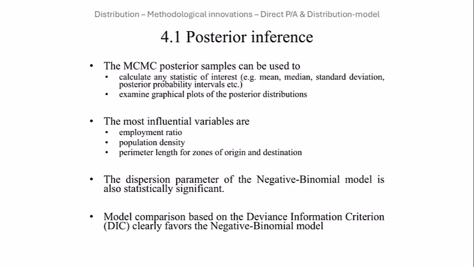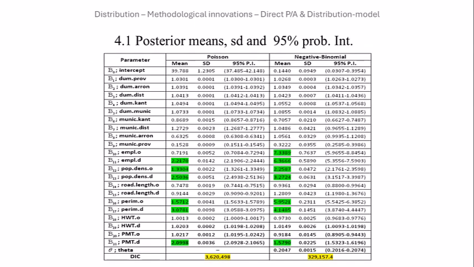From the posterior samples, we can compute any statistic of interest: means, medians, standard deviations, and credible intervals. The results show that the most influential explanatory variables are the employment ratio, population density, and perimeter length of both origin and destination zones. In the negative binomial model, the dispersion parameter is also statistically significant, confirming the presence of over-dispersion in OD flows. When comparing models, the deviance information criterion, or DIC, clearly favors the negative binomial specification.